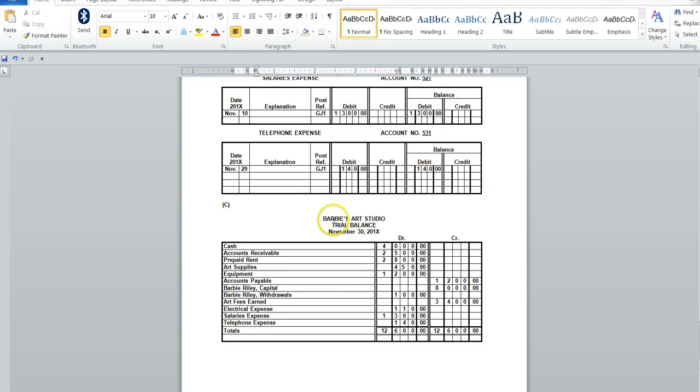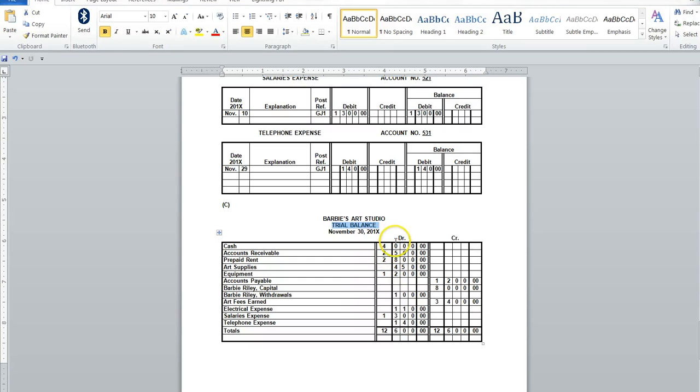This is an informal presentation of the balances in each of the accounts at the end of a given period, and it becomes a springboard to move forward to the period end processes.